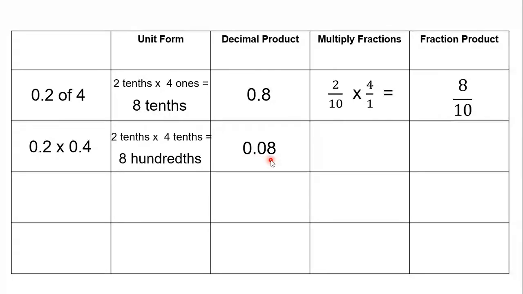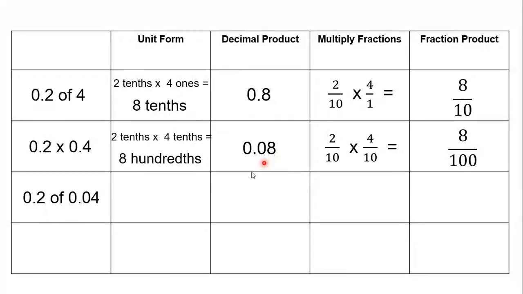We can also multiply these by changing each factor to a fraction. Here we have 2/10, which can be rewritten as 2 over 10, and then we have 4/10, which can be rewritten as 4 over 10. We can multiply across. 2 times 4 is 8, and 10 times 10 is 100. So 8/100 is the same as 0 and 8/100.